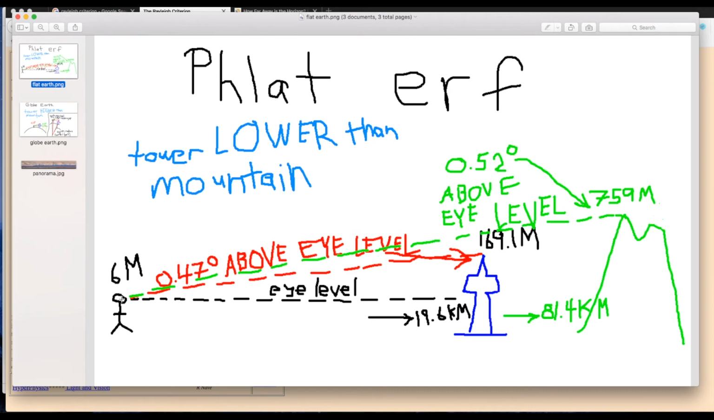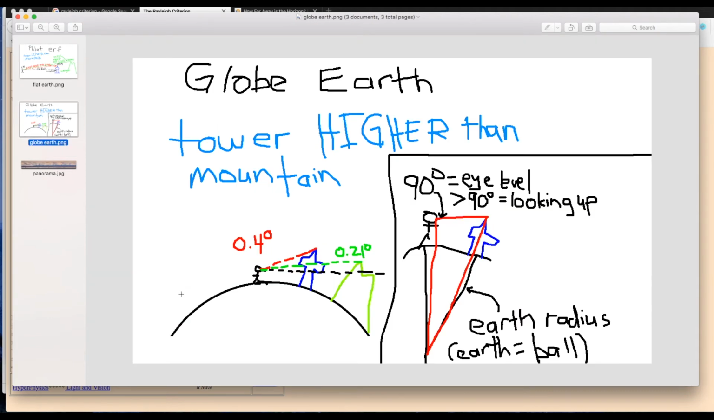And in my last video, I showed how you would have to be over 100 meters below mean sea level in order to look up and see the top of this tower appear to be at a higher elevation than the top of the mountain behind it if it was a flat Earth. I also showed how on a globe Earth, if you go up in altitude and look down, the mountain behind it appears to be taller than the tower in front of it.